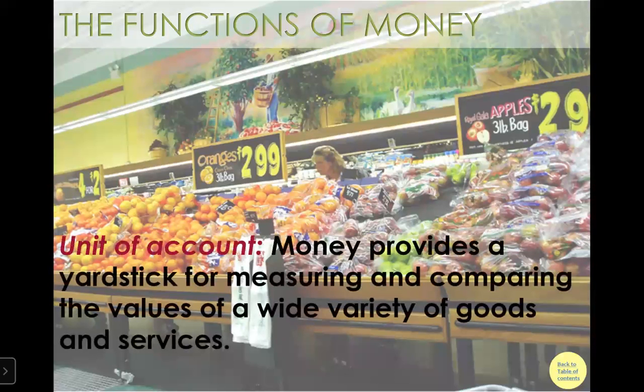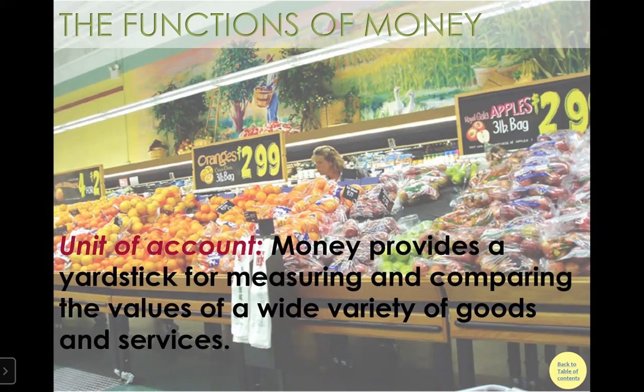Now the last function money must hold is called unit of account. Money provides a yardstick for measuring and comparing the value of a wide variety of goods and services, like this background picture shows. Money as a unit of account allows us to compare orange with apple, and allows us to compare oranges of different origin or different quality. So this is unit of account.